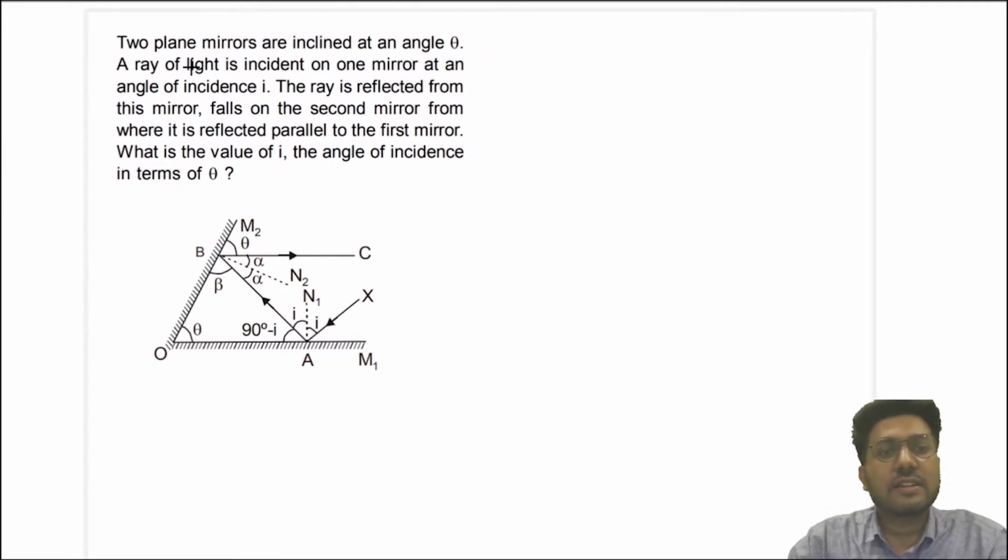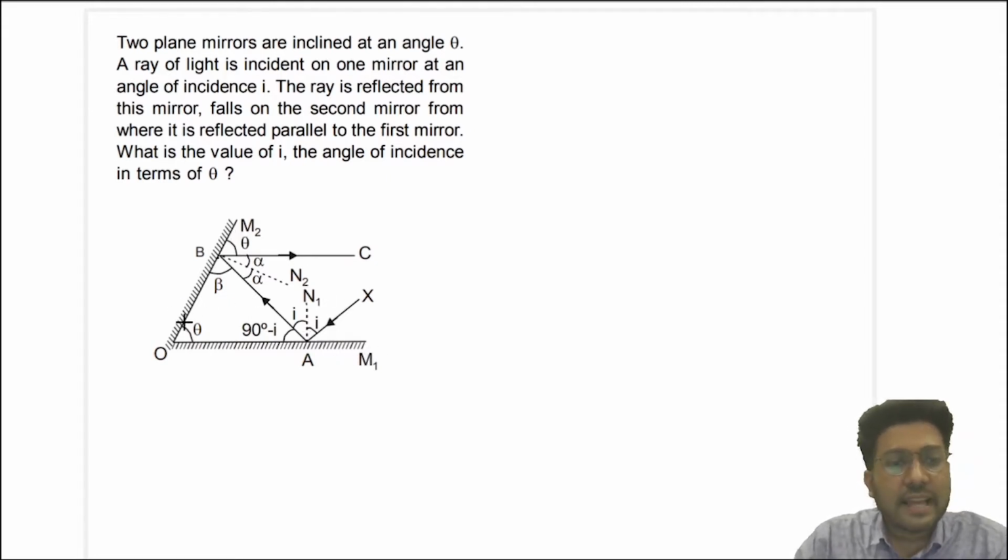In this question, it is given that two plane mirrors are inclined at an angle theta. So we have two plane mirrors which are inclined at an angle theta. A ray of light is incident on one mirror at an angle I. The ray is reflected from this mirror, falls on the second mirror, and from there it is again reflected back parallel to the first mirror. Then what is the value of the angle of incidence?